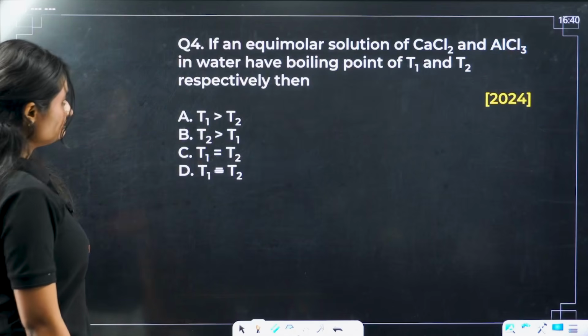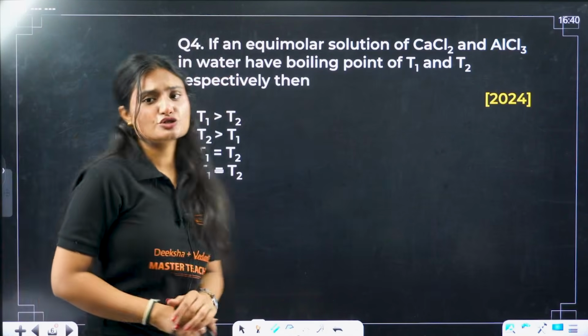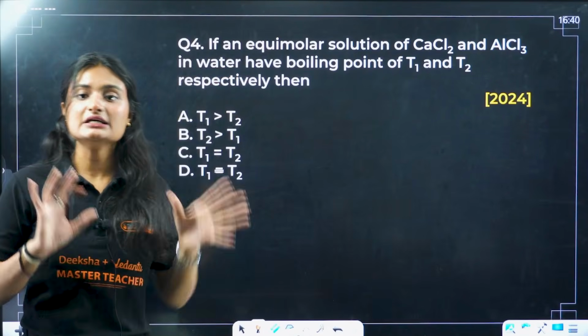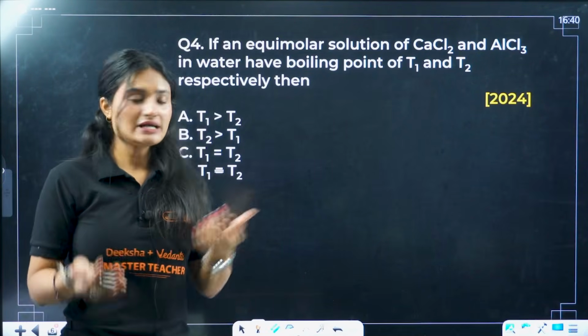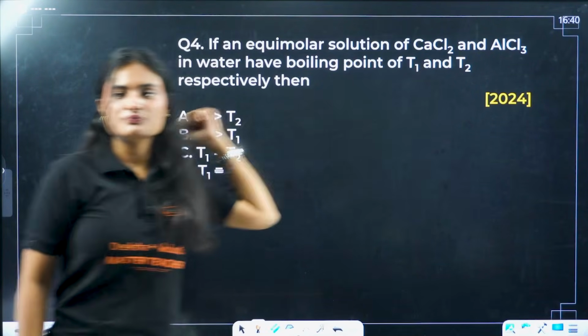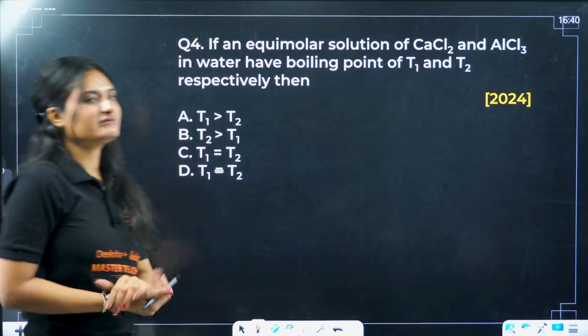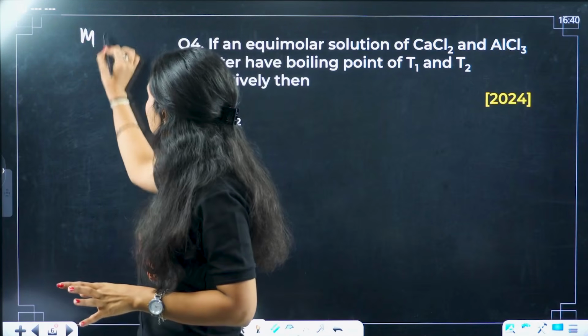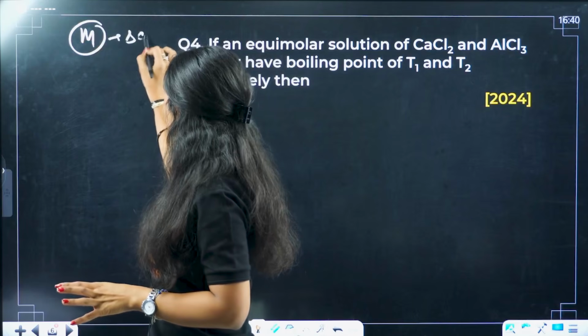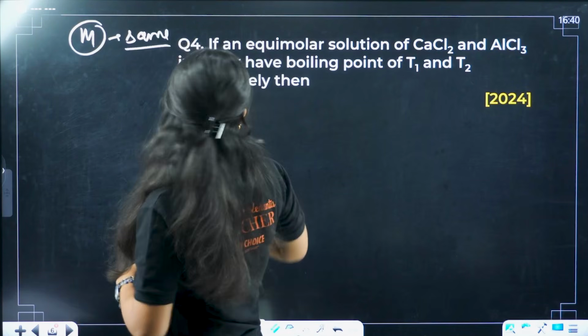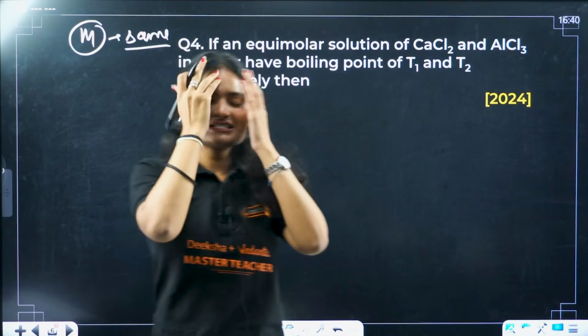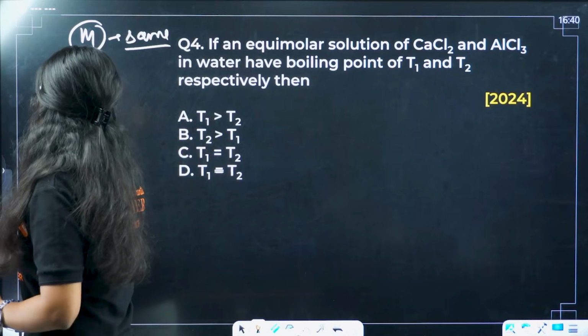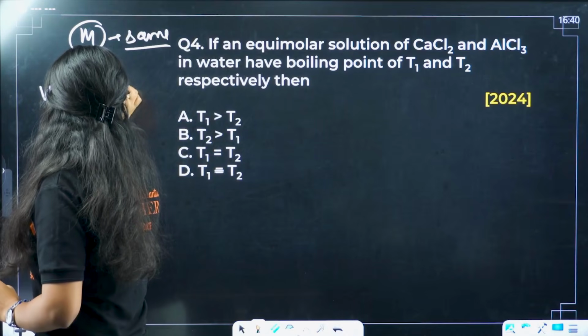If an equimolar solution of calcium chloride and aluminum chloride in water have boiling points T1 and T2, what will be the relation between T1 and T2? So now see, equimolar, that means the molarity is the same. m is the same. So what will be the factor here for boiling points? The factor will be the Van 't Hoff factor.